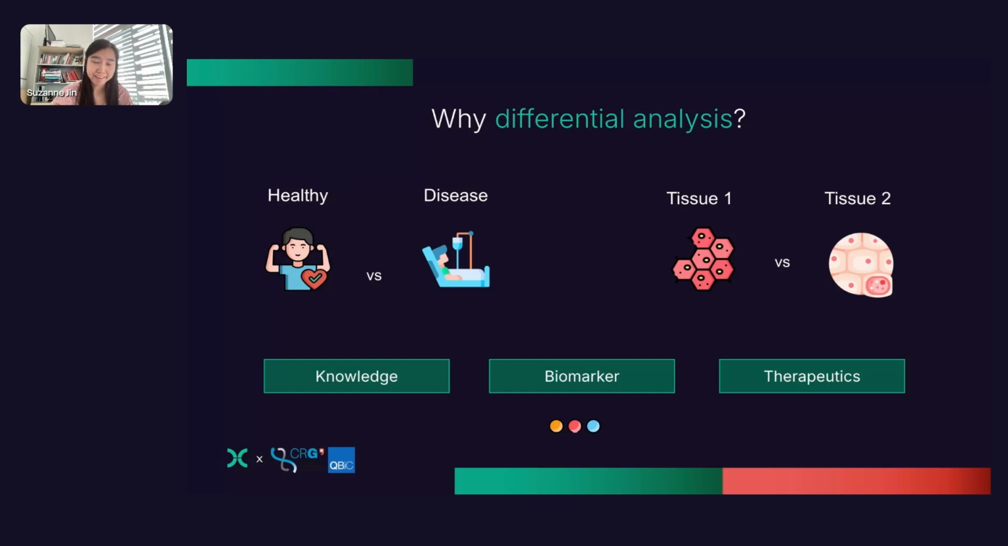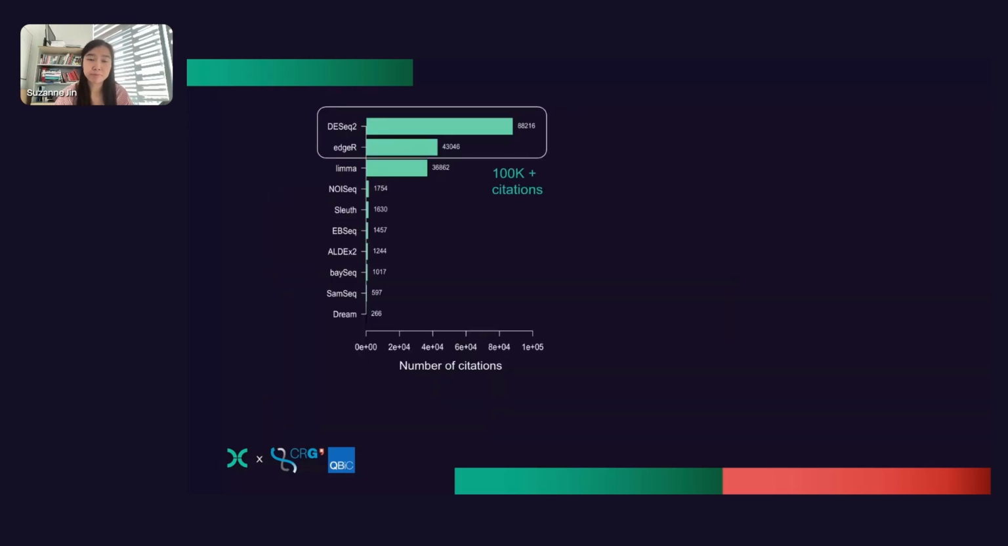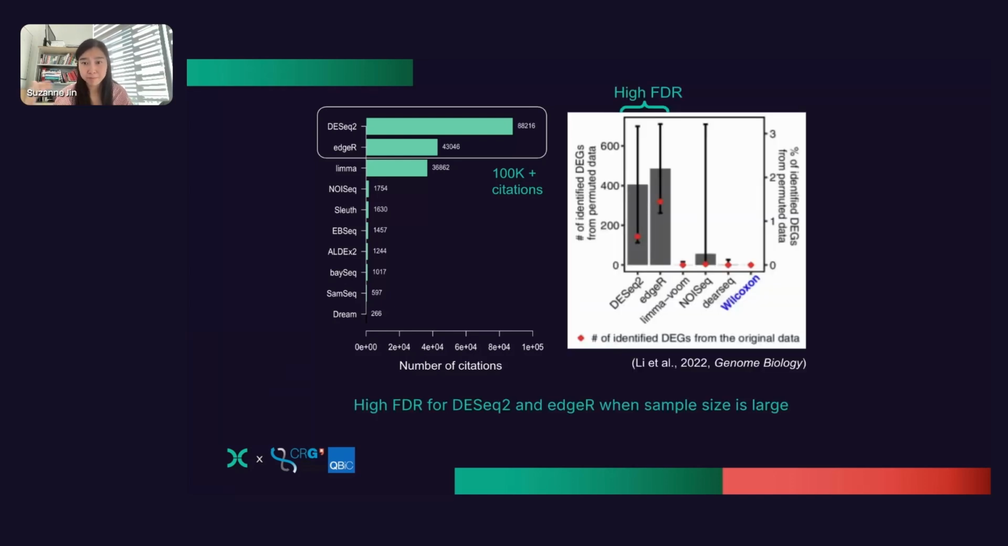To understand that, let us focus on the top used tools, which are DESeq2 and edgeR. Together they are cited more than 100,000 times, which means that they have been very useful in many cases, and they are quite popular. Yet, this does not mean that they are going to be useful for all the kinds of cases that you can imagine.